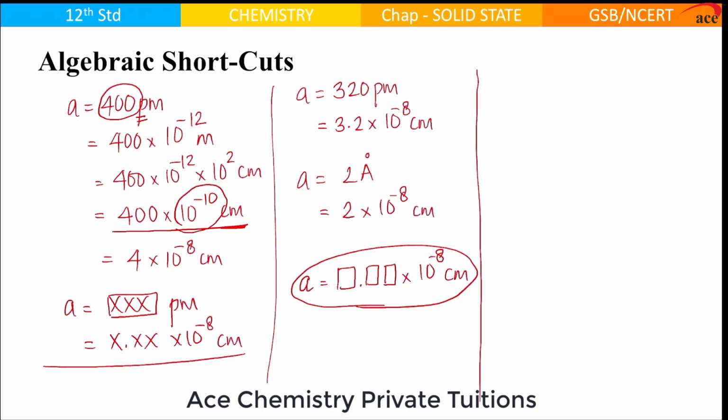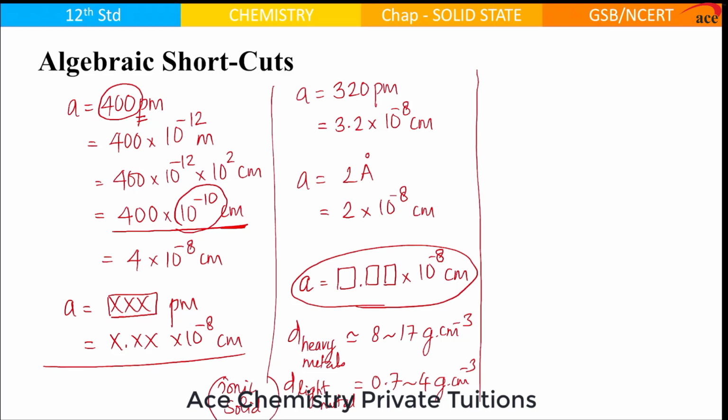Next thing, you should be aware, density of heavy metals will be usually 8 to 17 gram per centimeter cube. This is for heavy metal. Density of light metal, very light metal, can be like this as 0.7 to 4 gram per centimeter cube. Even ionic solids have density in this range.